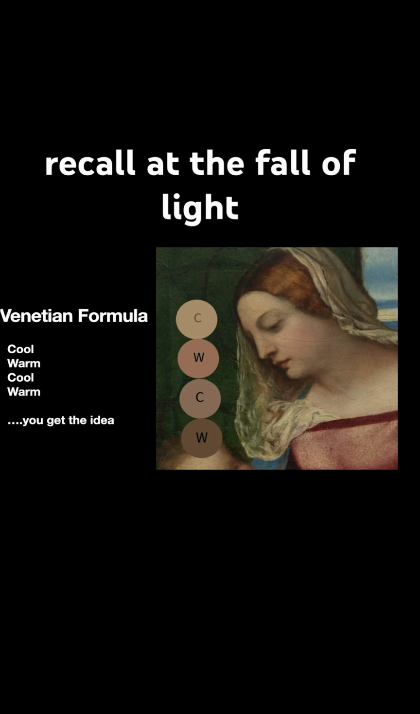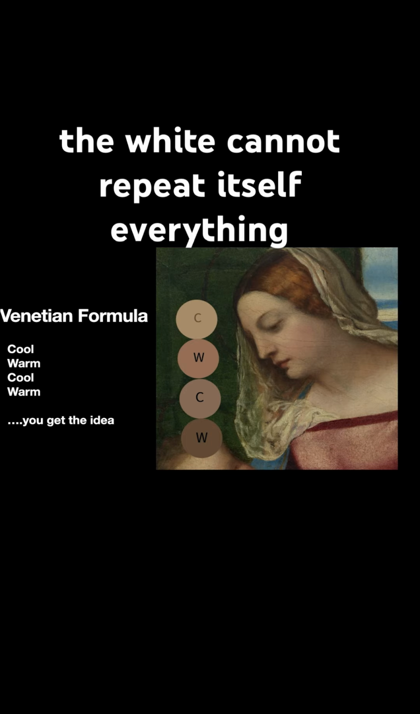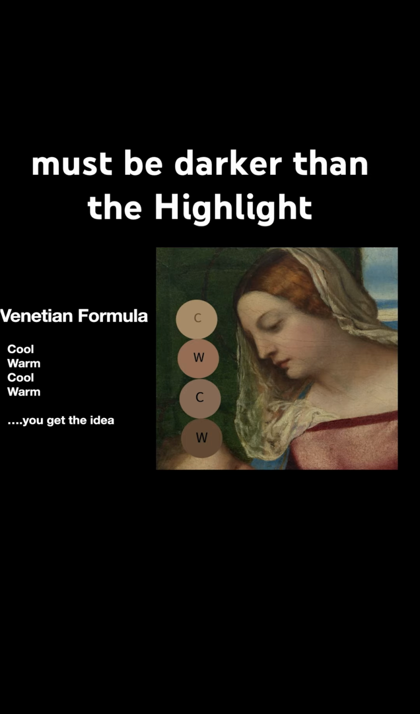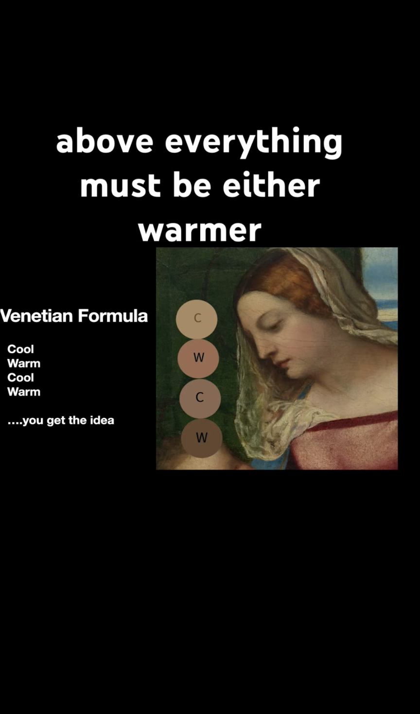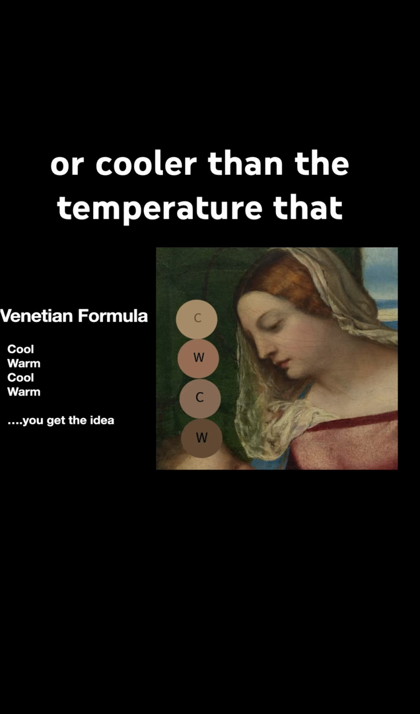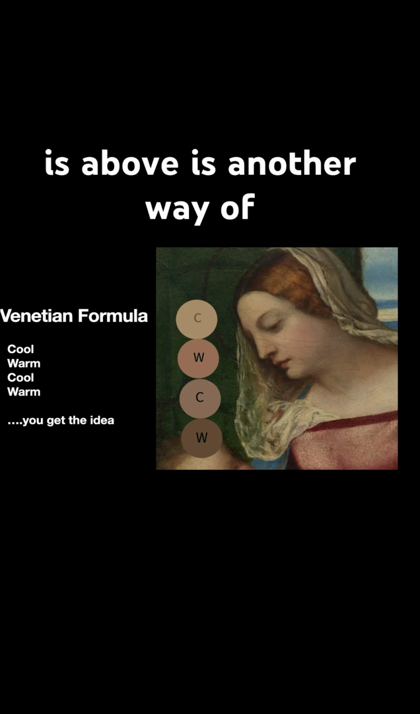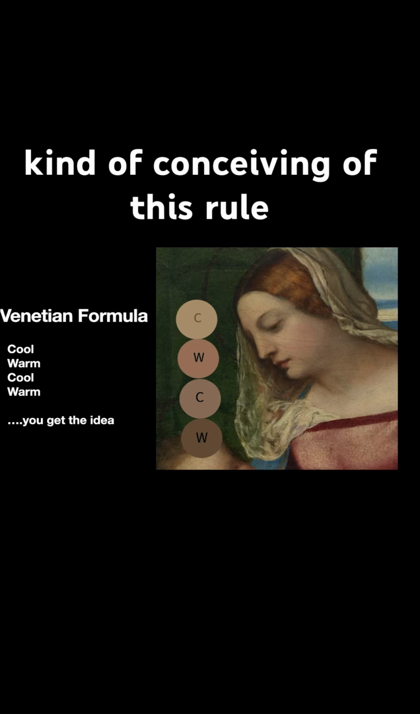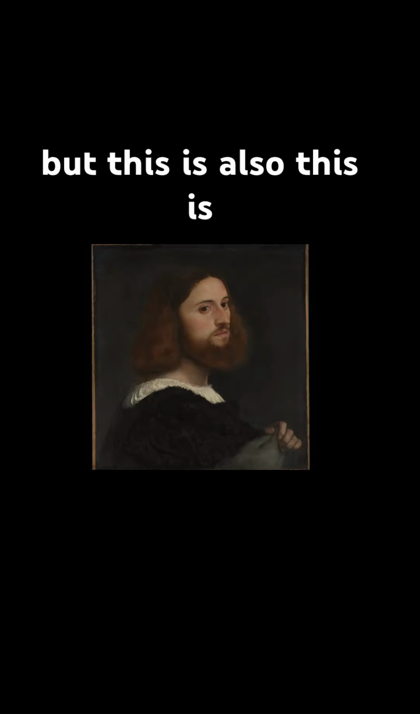If you recall at the fall of light, the white cannot repeat itself. Everything must be darker than the highlight above. Everything must be either warmer or cooler than the temperature that is above, is another way of conceiving of this rule. But this is at the Met.